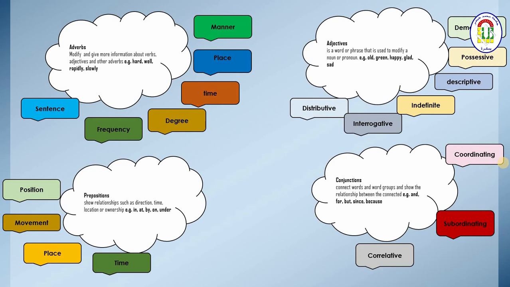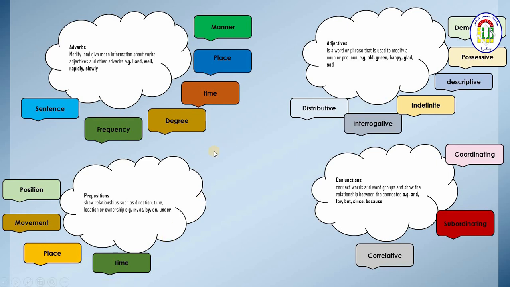Prepositions, of course. We can have the same preposition but of different types. For example, I say in, I can use it with the time, I can use it with the place, and I can even use it with position. So the prepositions normally are used to show direction, time, location, ownership, and so on. And they are position, movement, place, time, preposition types.